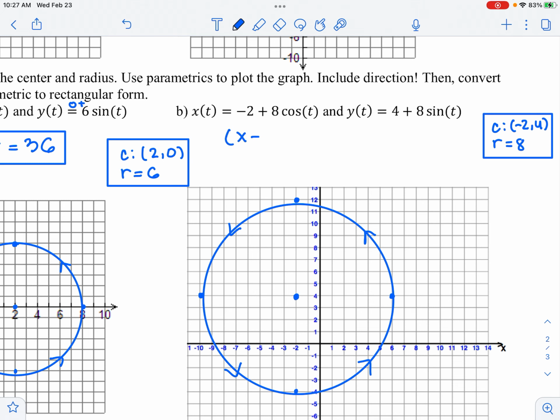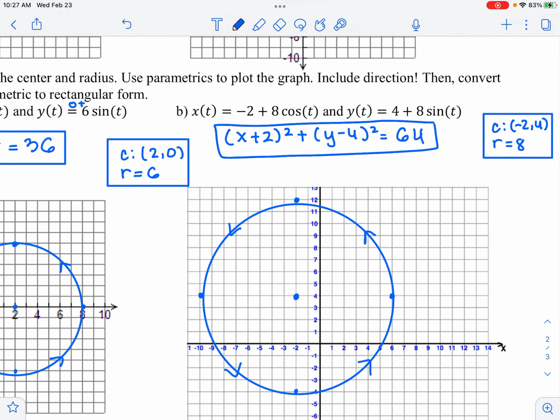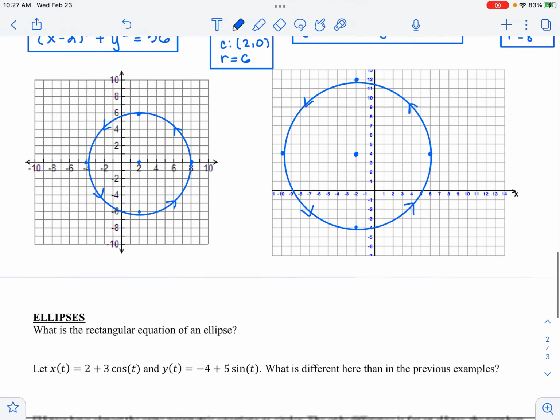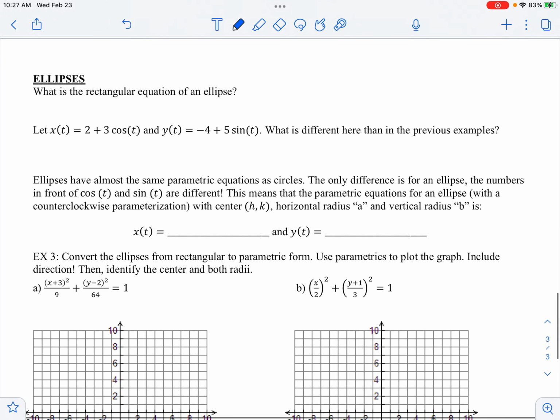That's x minus negative, so plus 2 quantities squared, plus y minus 4 quantities squared is equal to r squared, 64. And there's the equation of your circle. Okay? All right, so let's move on to ellipses.